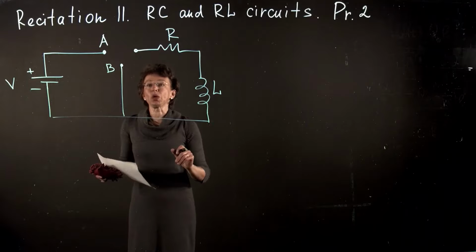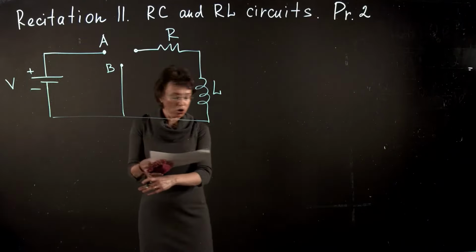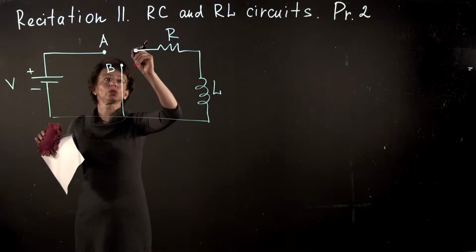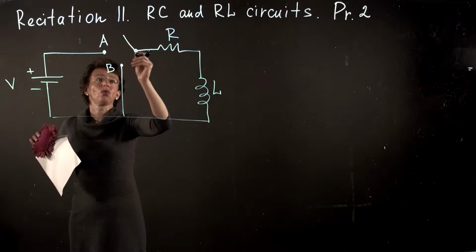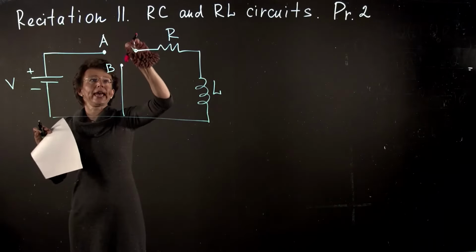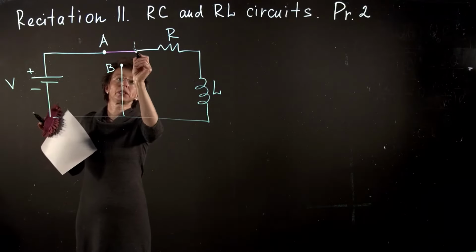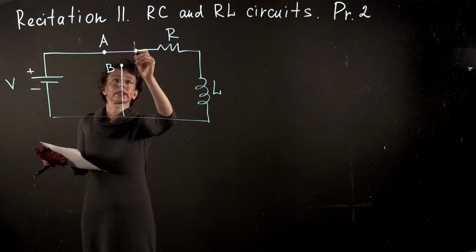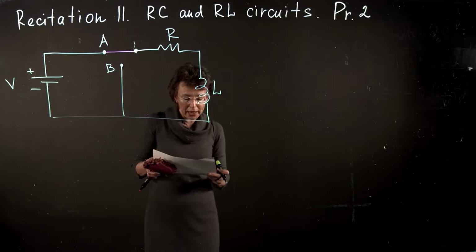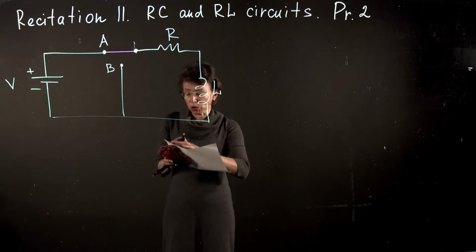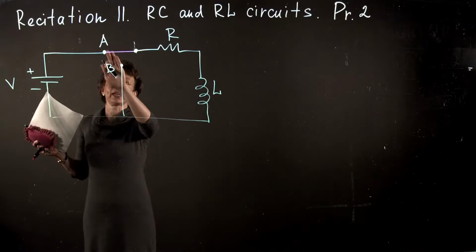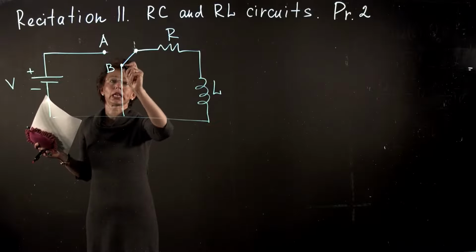Now, the switch was in position A for a long time. Here is the switch, and we put it either in position A or in position B. The switch was in position A for a long time, which means that steady state was reached. Then, after that, the switch was moved to point B.